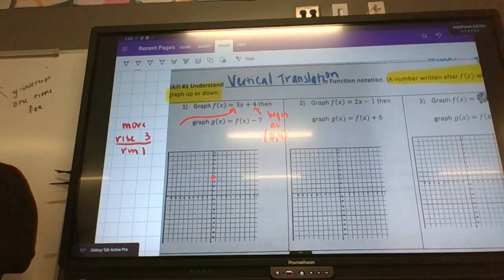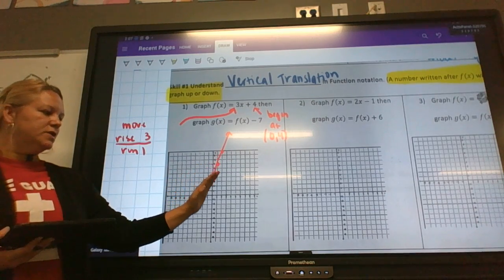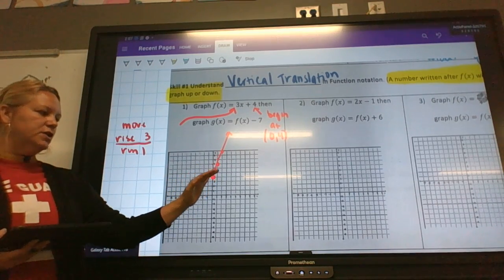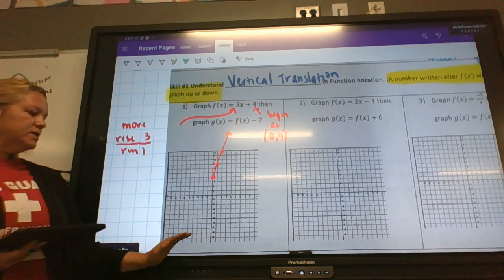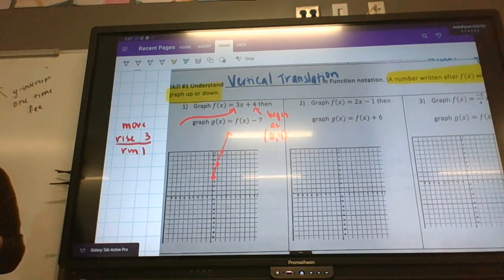So from 4, 1, 2, 3 over 1. 1, 2, 3 over 1. But remember, I said it's really much more sophisticated. You have to be able to do your slope the other way. I want to see a graph on both sides of this coordinate plane.